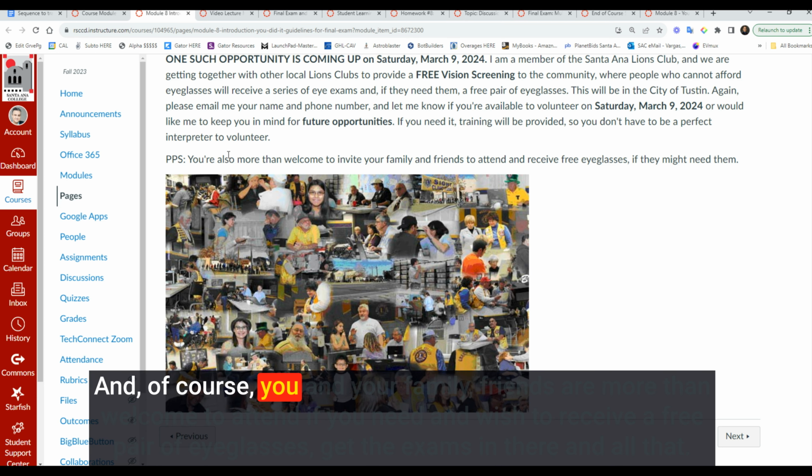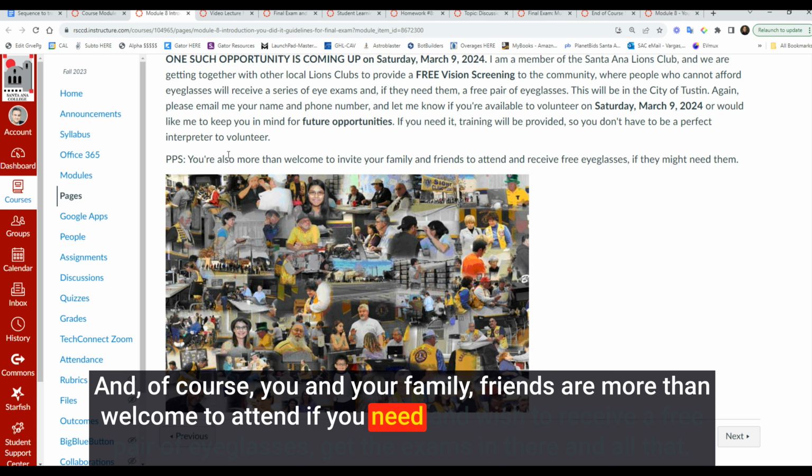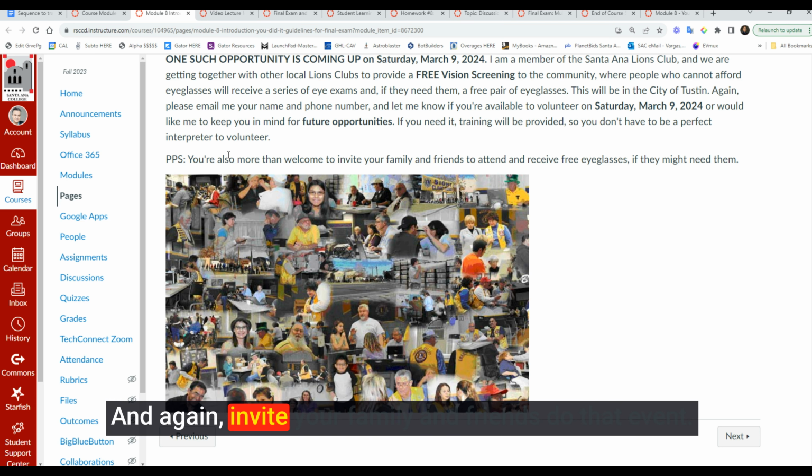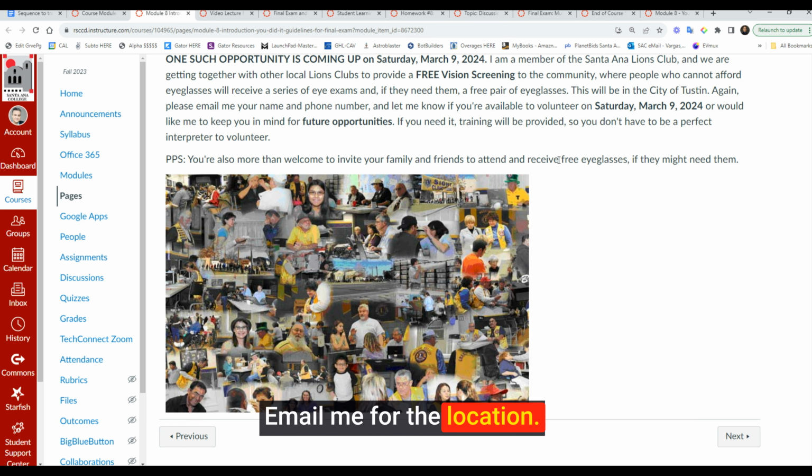And of course, you and your family and friends are more than welcome to attend if you need and wish to receive a free pair of eyeglasses, get the exams in there and all that. And again, invite your family and friends to that event. Email me for the location.